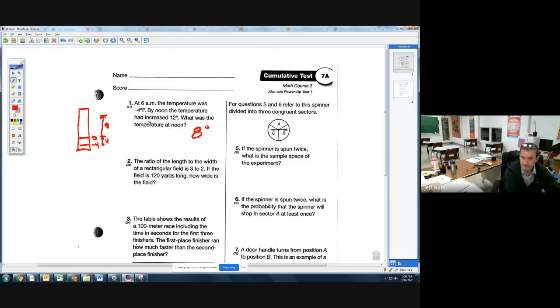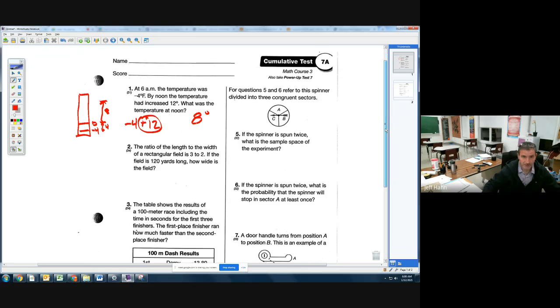Now really what this is, without doing the thermometer, is an integer problem, -4. You're adding 12 to it. And remember the rule, when you add integers, if they have opposite signs, you actually subtract them and take the sign of the bigger number. So when I subtract 4 from 12, I get 8. It's positive because there's more positives than negatives. But if you draw the picture, it seems to me like it makes a little more sense and it can kind of get you there.